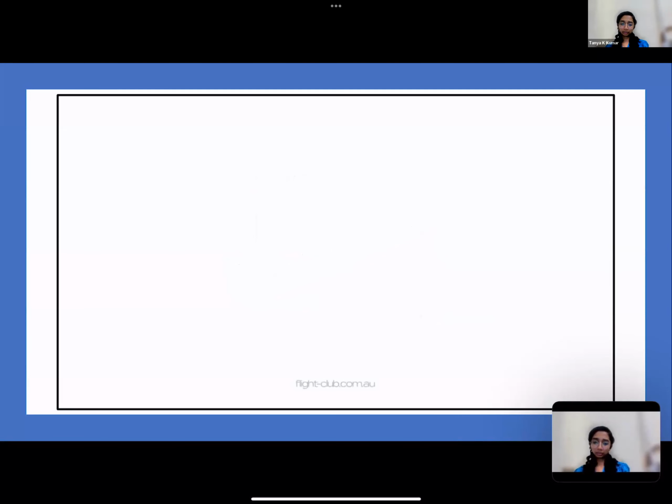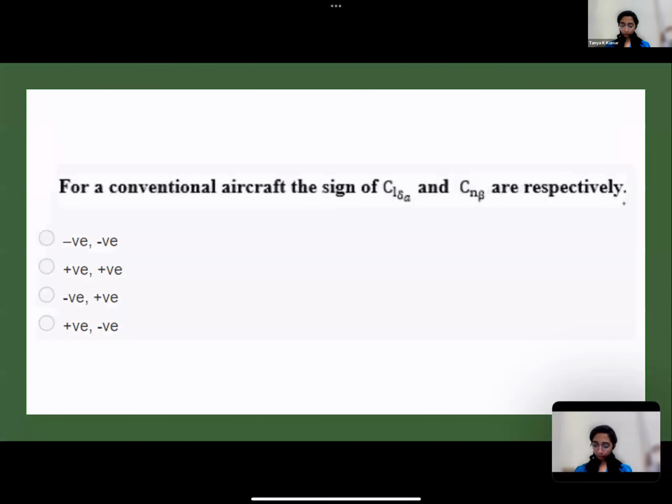Okay. So is that clear? The multiple reasons for adverse yaw and multiple ways to overcome it. Yeah, I hope it's clear. Okay. To the next question. For a conventional aircraft, the sign of CL delta A and CN beta. Think about it, write it down and tell me.